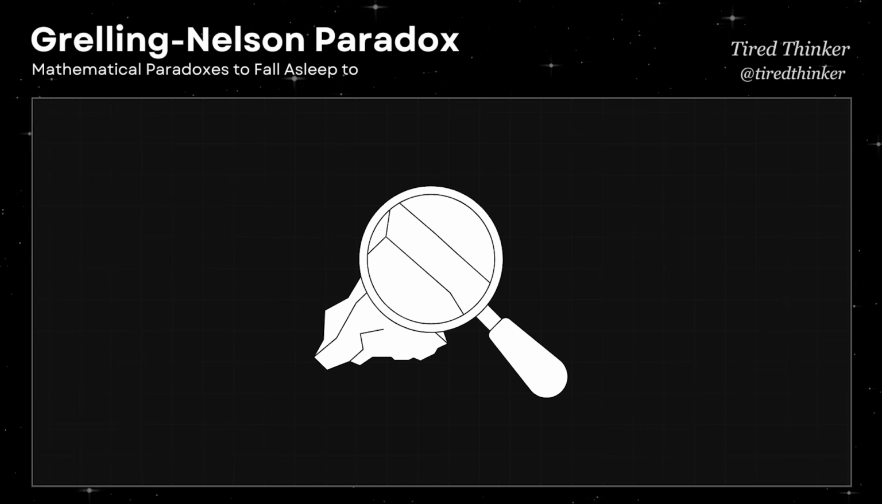For example, the word long is not long. The word French is not a French word. These words do not have the property they describe, so they are heterological. Now consider the word heterological itself.